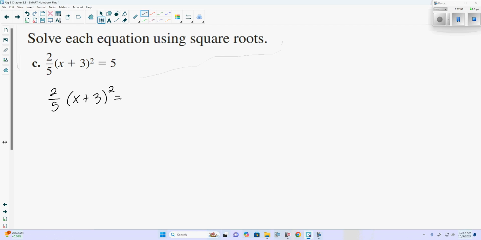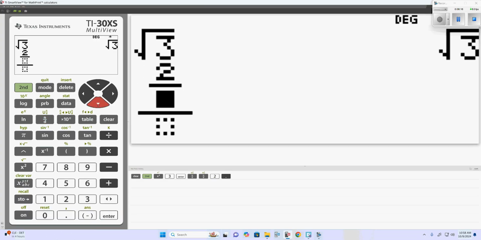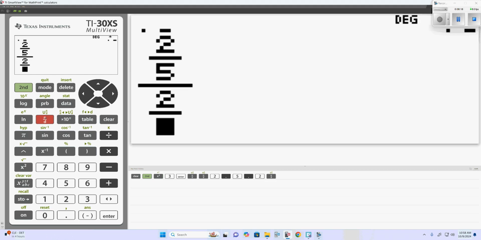Now there's two ways we can do this. One is that we can divide both sides by what? 2/5. And that would simplify out, yes? Or we can multiply by its reciprocal. What is the reciprocal of 2/5? Flip it. 5/2, yes? Because, I'll show you this in the calculator. 2/5 divided by 2/5 is indeed 1. They simplify out.